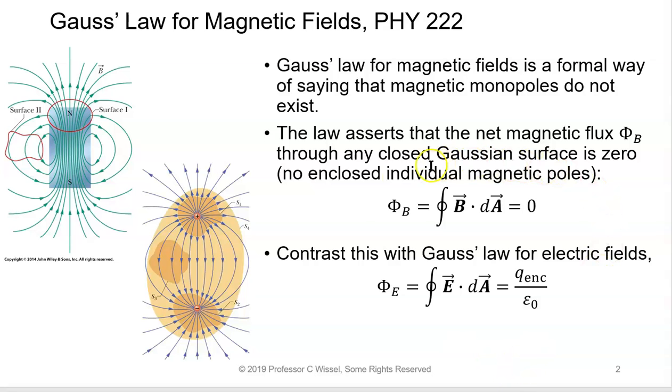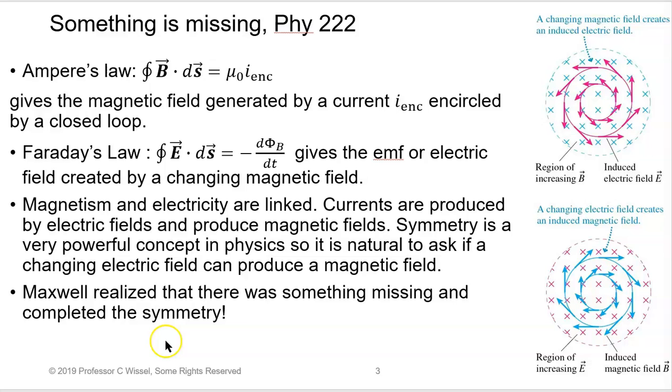Now, if we ever do find magnetic monopoles, there would be a non-zero term over here. But so far, I've been waiting. Nobody's done it yet. Again, this is Physics 222.